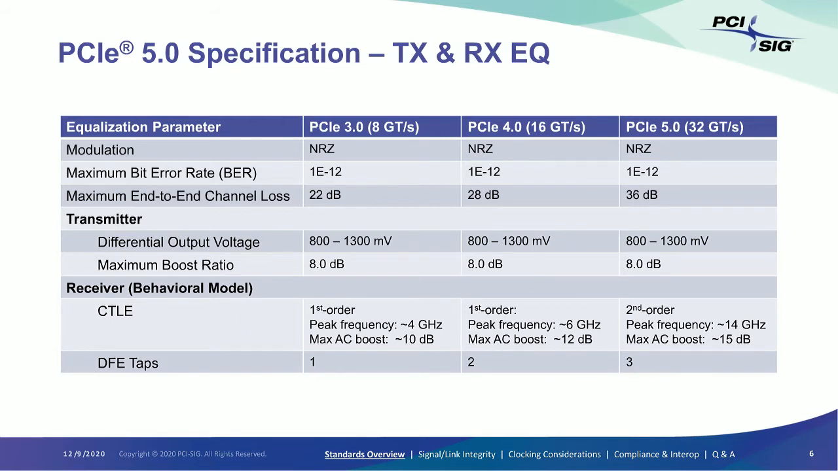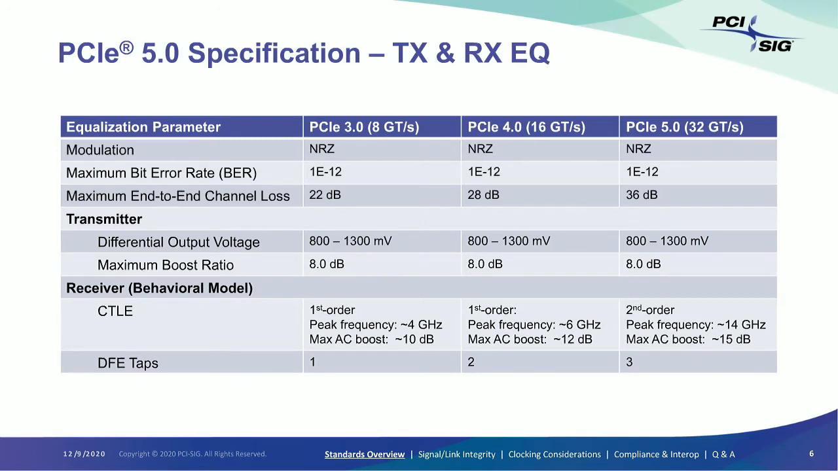Okay, so in terms of specific parameters that are outlined in the PCI Express base specification, this table summarizes a few of those. Of course, Gen 5, just like Gen 4 and below, uses non-return to zero signaling. This is 2 voltage levels per unit interval. And also the maximum bit error rate has remained the same at 10 to the minus 12.